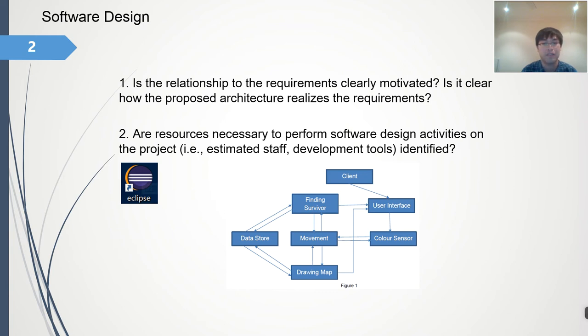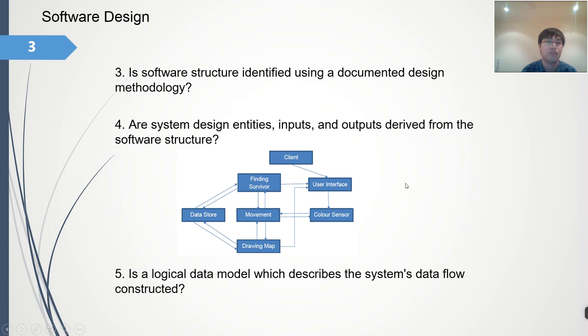For example, our development tool is Eclipse, and we had estimated the number of staff for each specific component of the architecture. And for the third question, the whole software structure is identified in the documentation. As long as we want to change or adjust it, we will add a specific description to that document. For the fourth question, all the system design entities' inputs and outputs are derived from the software architecture.